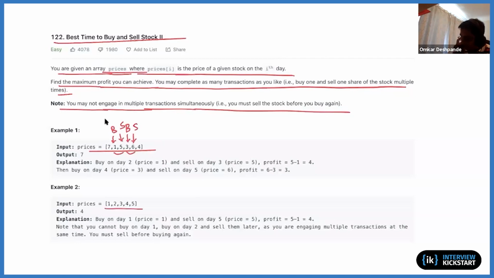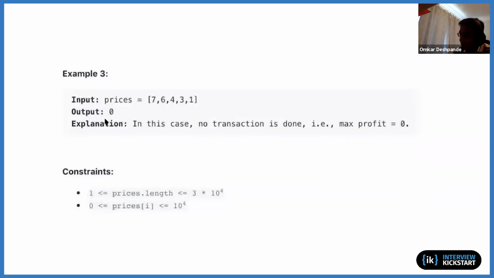In this second example, where the price of the stock keeps growing, you buy it on day 1 and then sell it on day 5. So that's a profit of 4. If the stock is continuously decreasing, then you don't buy it at all. So there's no profit in that case.